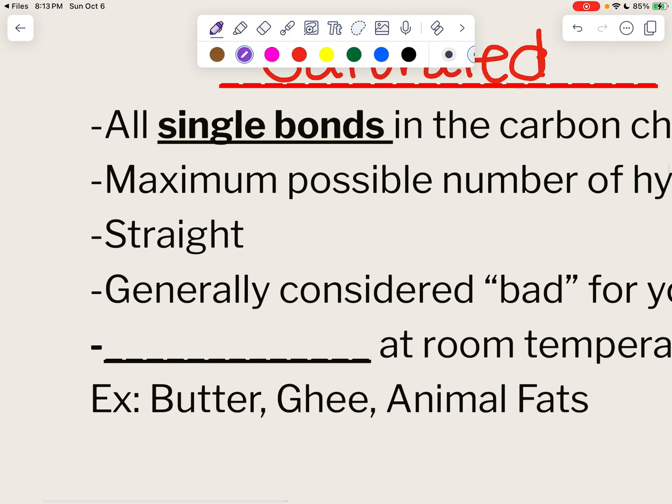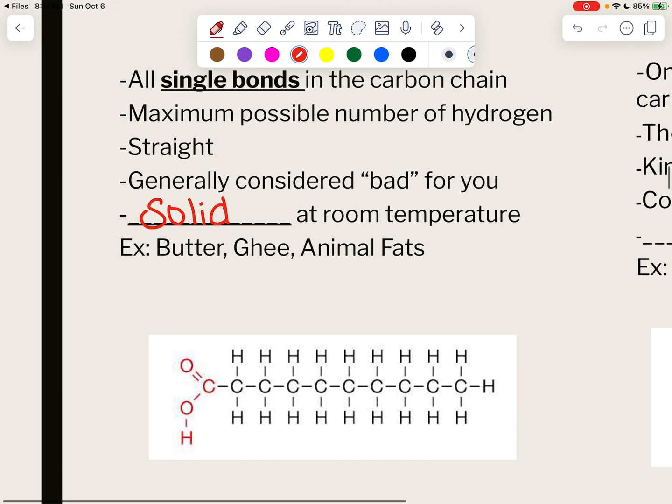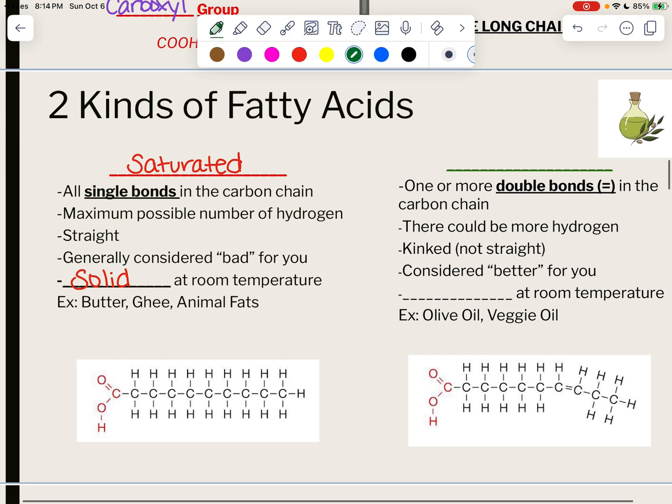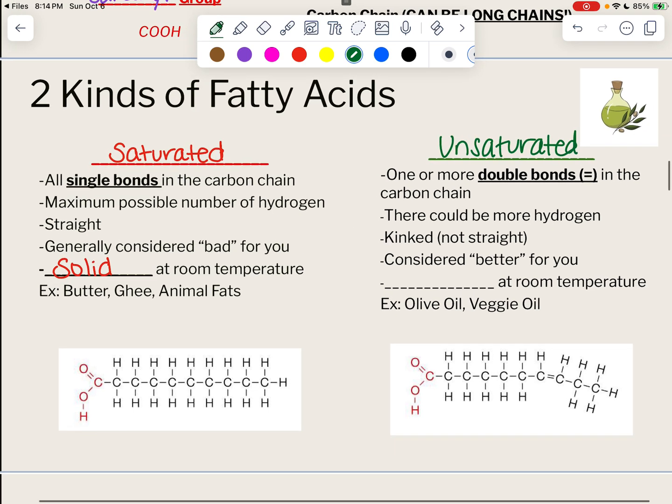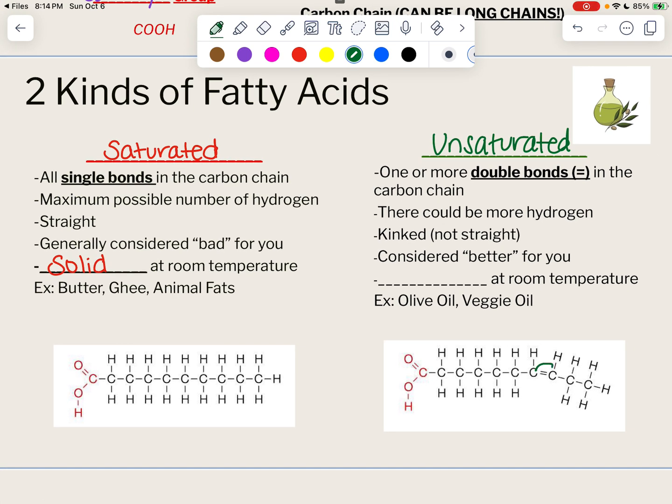Now, saturated fats are solid at room temperature. Examples of this are butter, ghee, and animal fats; all of those are going to be examples of saturated fats. On the flip side, our unsaturated fats have one or more double bonds in the carbon chain. So you can see here this kink in the chain. There could be more hydrogens.